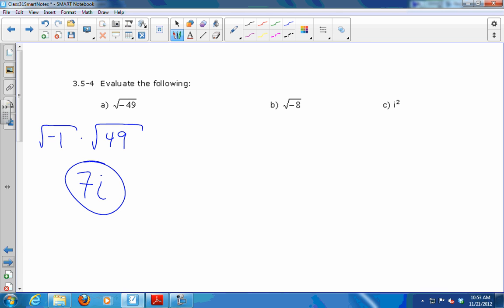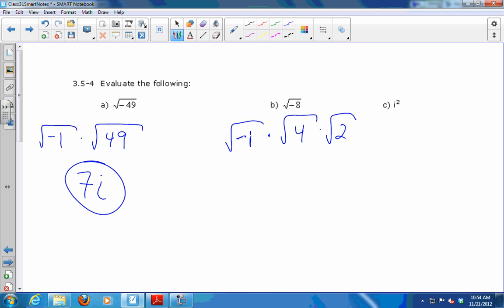The square root of -8. Well, let's see. I could rewrite this as the square root of -1 times the square root of 4 times the square root of 2. I just broke 8 down into 4 times 2.